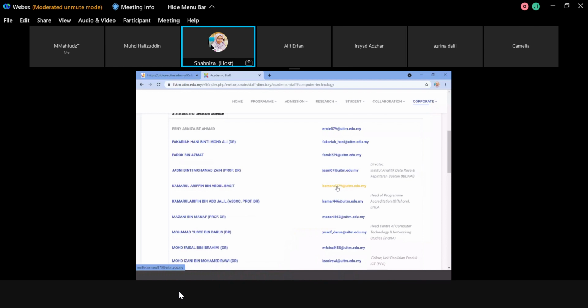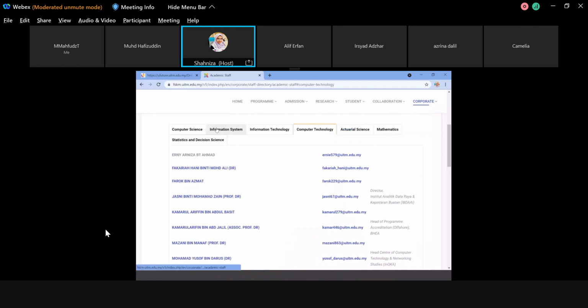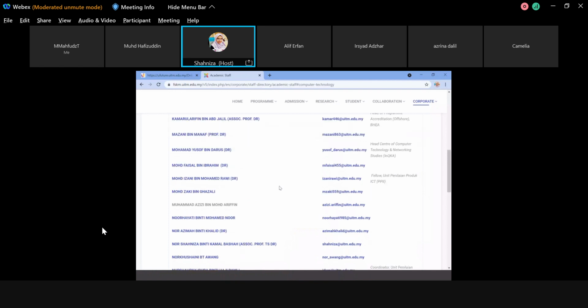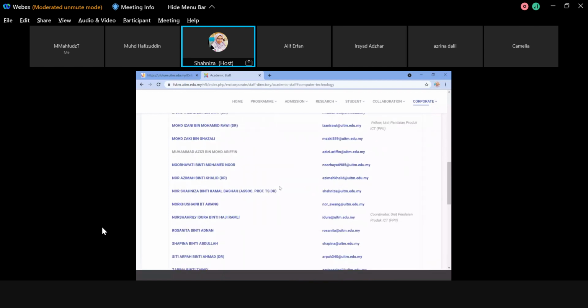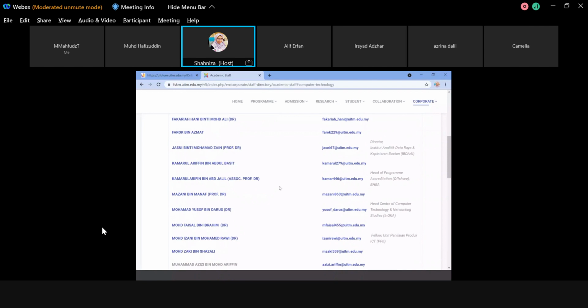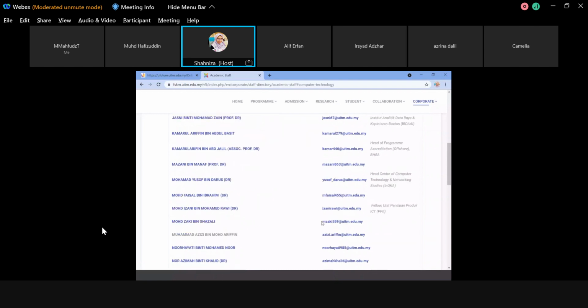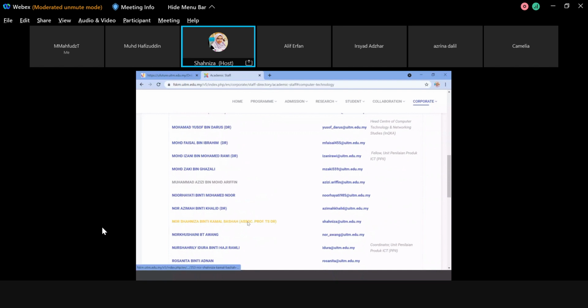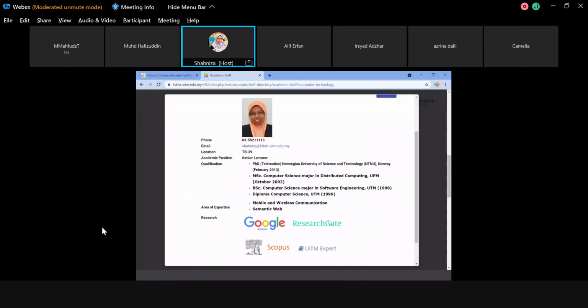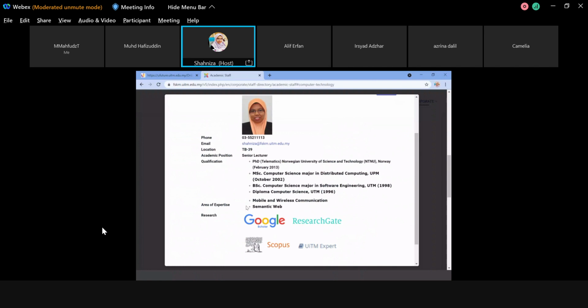Okay, so for your information at FSKM we have 7 departments, 4 from computing sciences and 3 from mathematical sciences. So computer technology and networking is in computing sciences, and we have around 23 lecturers. So these are the list of lecturers in CTN. For example, if you want to look at me, I am an associate professor. This is my area of expertise, mobile and wireless communication, semantic web.